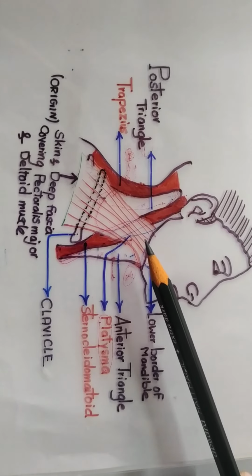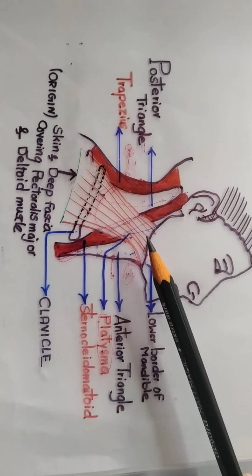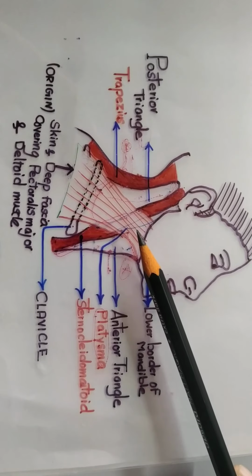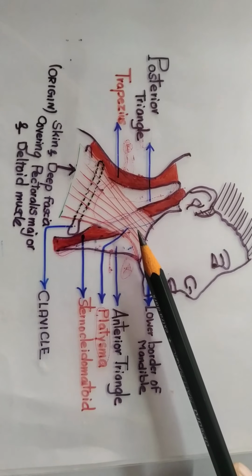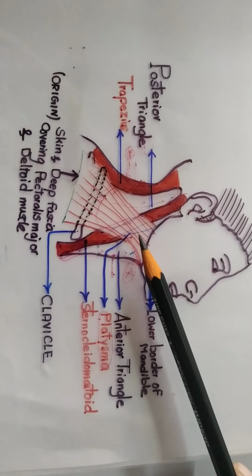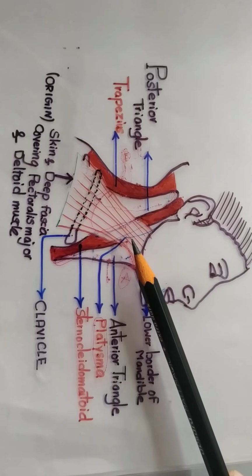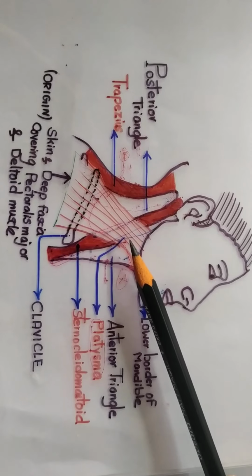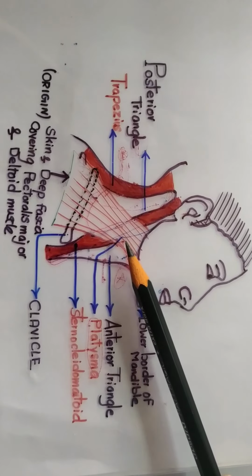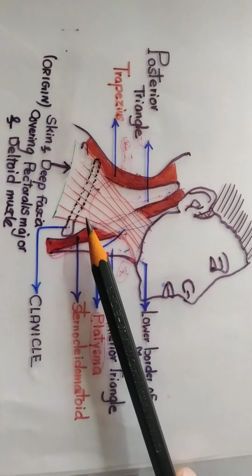The roof of the posterior triangle is formed by skin and superficial fascia. In the superficial fascia, we see a subcutaneous muscle, the platysma. Beneath the platysma, we can see the external jugular vein. Beneath the external jugular vein, we can see the investing layer of deep cervical fascia. It is pierced by 4 cutaneous nerves.